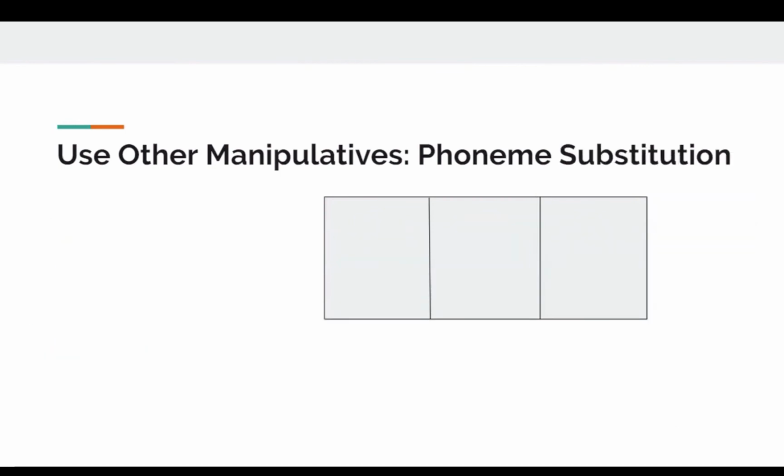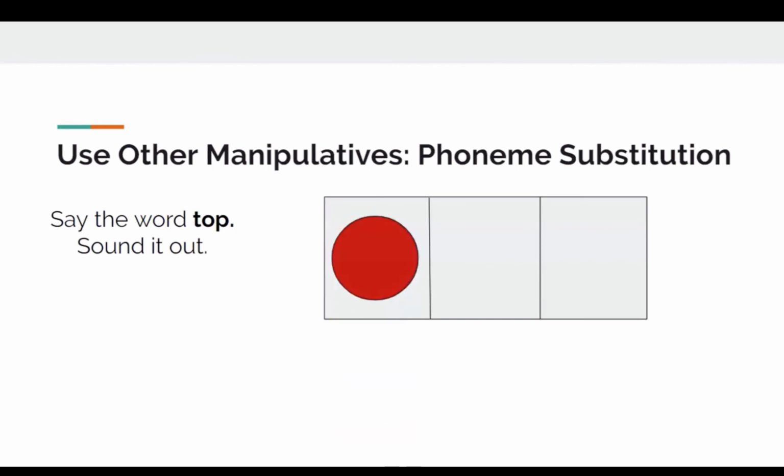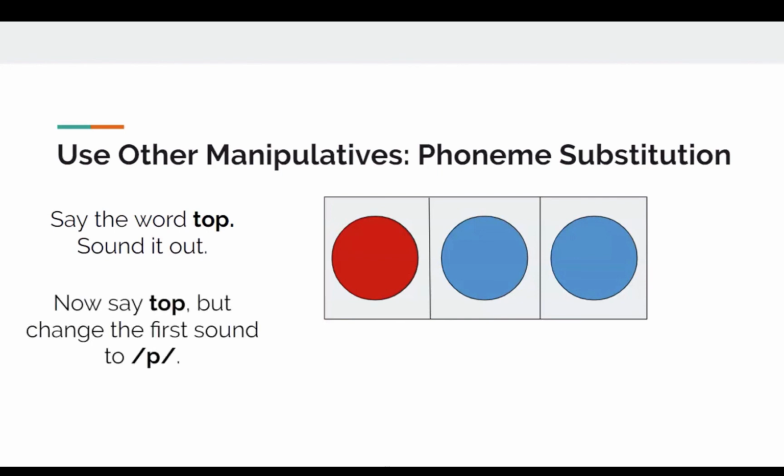You can use these manipulatives for phoneme substitution as well. Tell your student, say the word top. Have them sound it out. T, A, P. Then have them blend it. Top. Now tell them, now say top, but change the first sound to P.